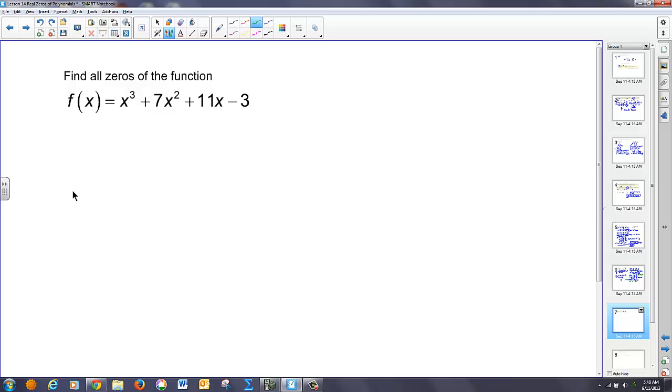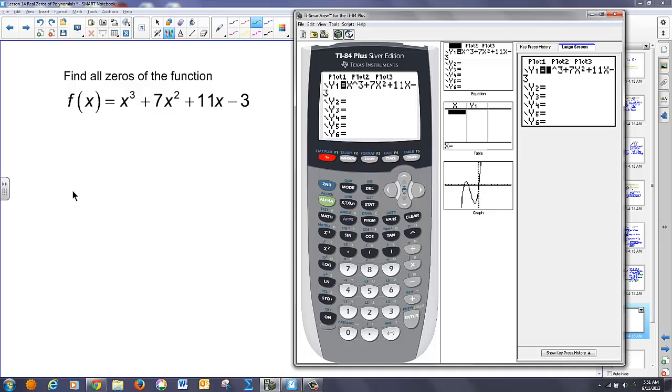Let's do it again, except this time we're going to find out that we don't just have rational zeros. We're going to have other zeros that are not rational. So again, we're going to go to our calculator. And once again, I've plugged in the function to the calculator and I'm going to graph it. Let's go back to the function and determine our possible rational roots first.